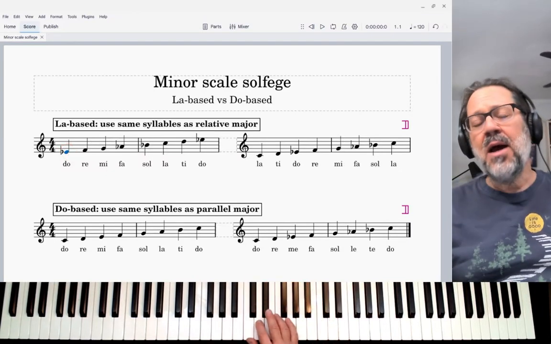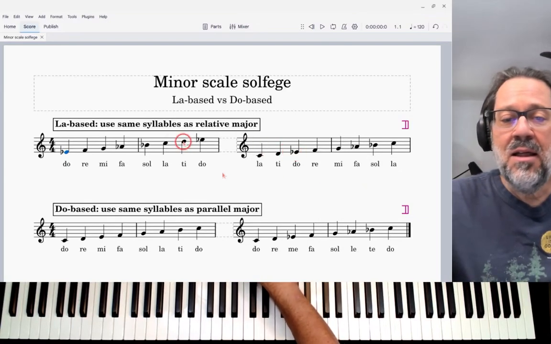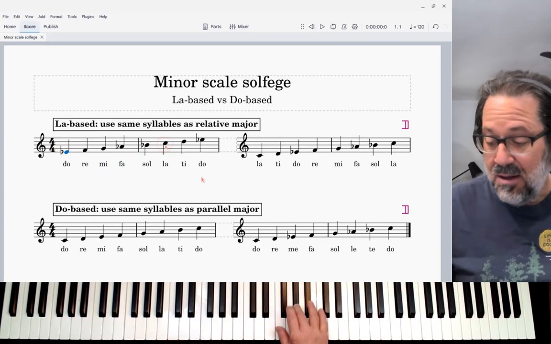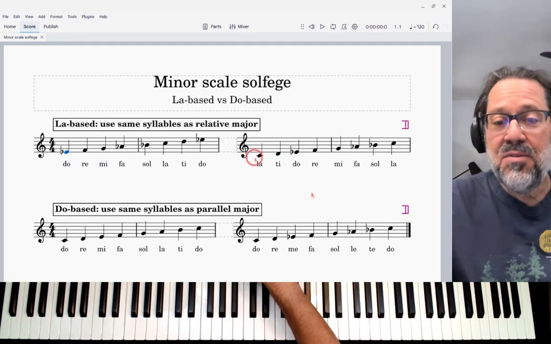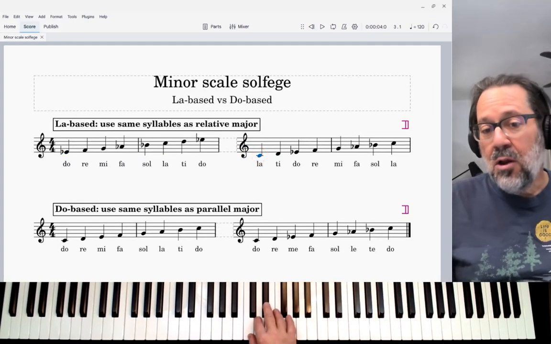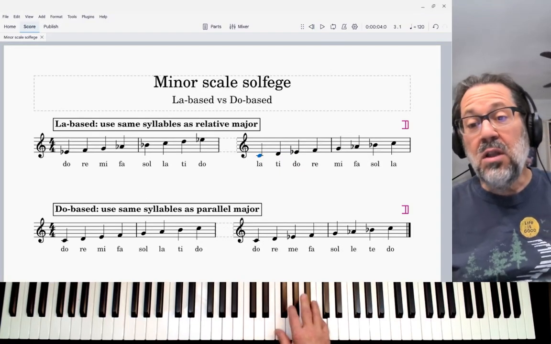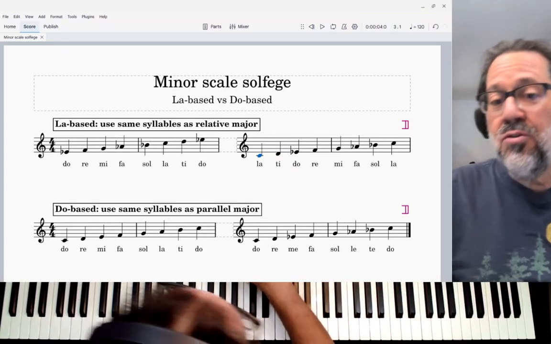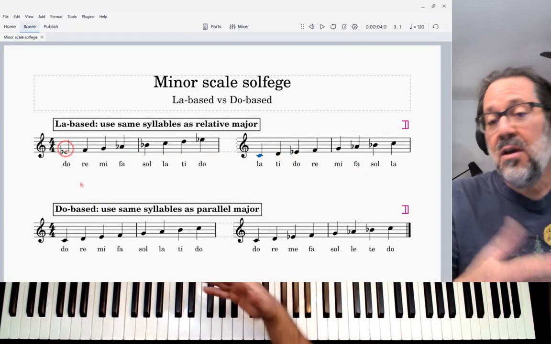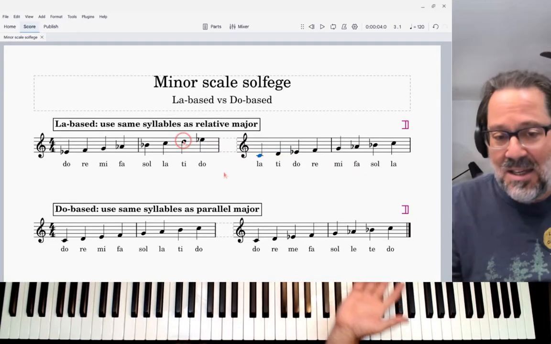So la-based minor says, well, let's keep that same idea that E flat is do and C is la. Let's keep C as la. So in C minor, we're going to go la, ti, do, re, mi, fa, sol, la. And so we're using the same syllables we used in the relative major. So ti is D, ti is D in both.